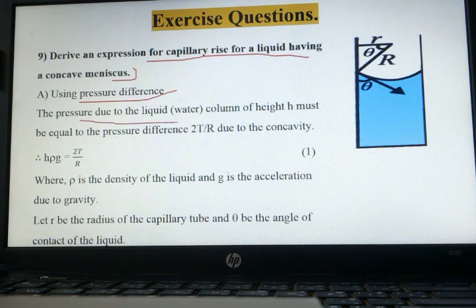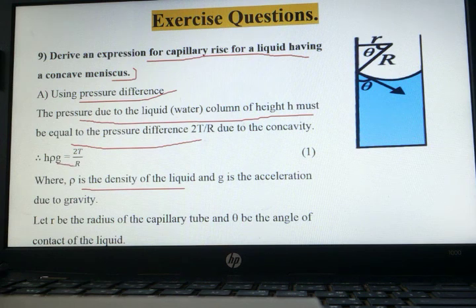Now, pressure due to a liquid column of height h is equal to the pressure difference 2T upon R. Whatever pressure has been created due to this height h can be written as 2T upon R. So the pressure difference is h rho g, which is equal to 2T upon R, where rho is the density of the liquid, g is the acceleration due to gravity, and h is the height.